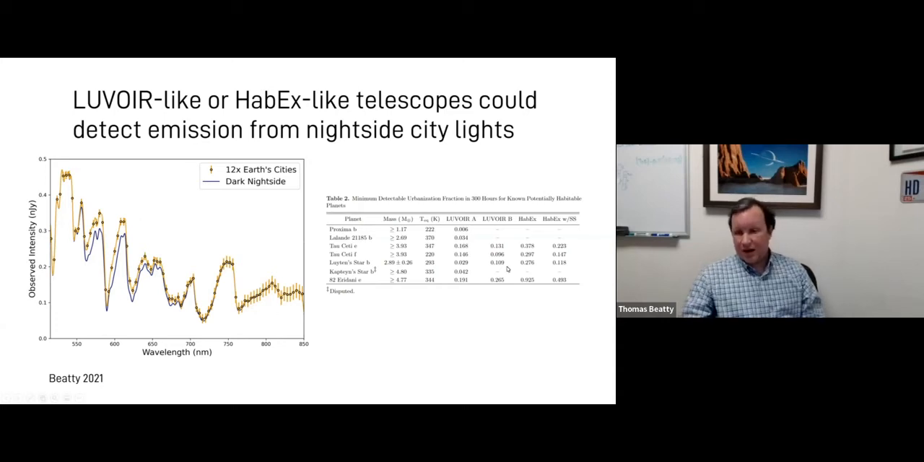Now, the amount of city lights you would require varies. Probably the best target, if you were to build something like LUVOIR-A, would be Proxima b, right? It's the closest potentially habitable planet. There you could detect something like 10 to 12 times Earth's cities, which roughly would be Earth in like the mid 2100s if current trends continue for urbanization. For other targets, you'd also be able to detect city lights, but at higher urbanization fractions. So technosignatures are also something that we can be thinking about looking for in the future.